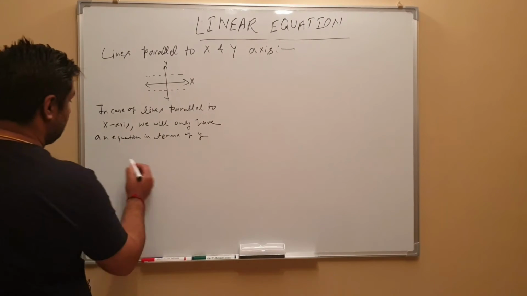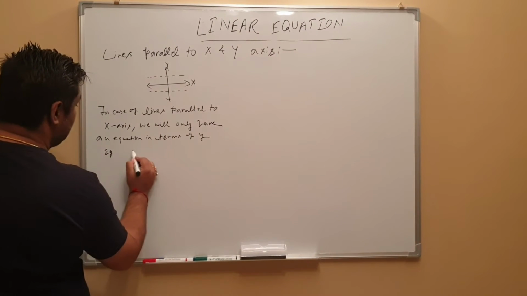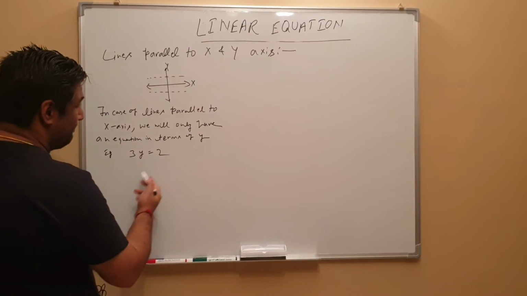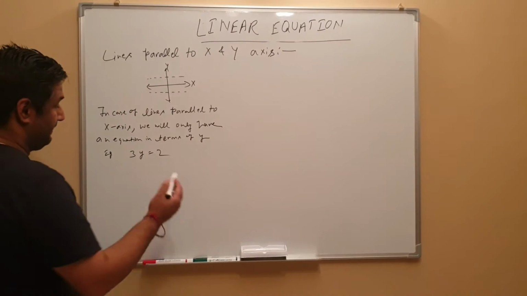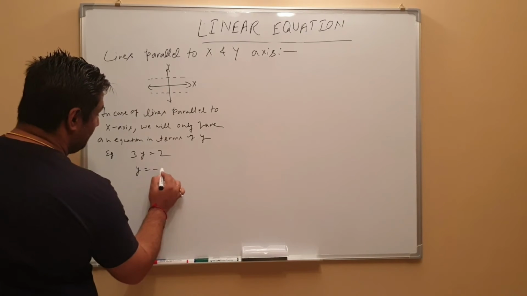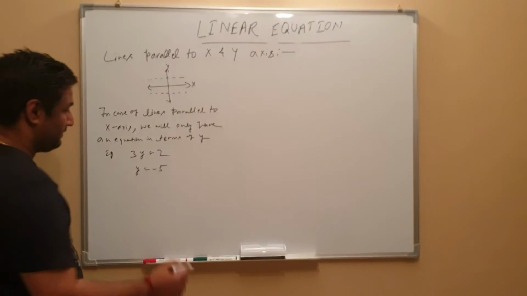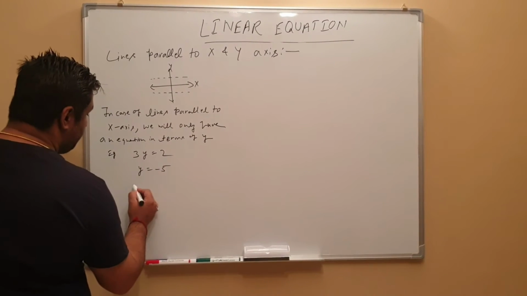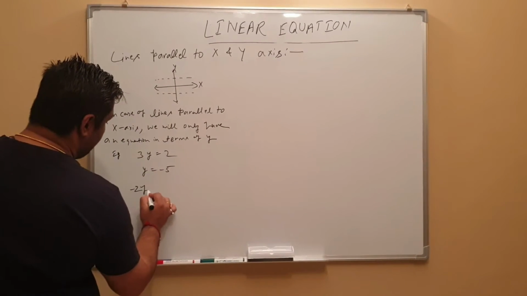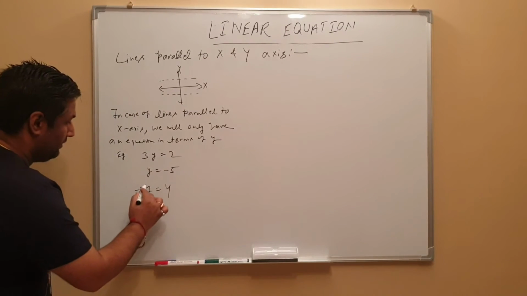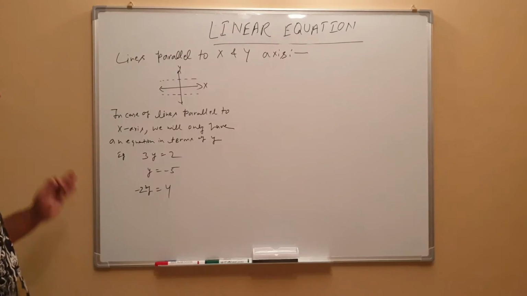We'll see how it is. Just we'll take an example. Let's say 3y equals 2. This is an example of a line parallel to the x-axis. Or y equals -5. This is an example of a line parallel to the x-axis. Or -2y equals 4, right? So all these are examples of lines parallel to the x-axis.